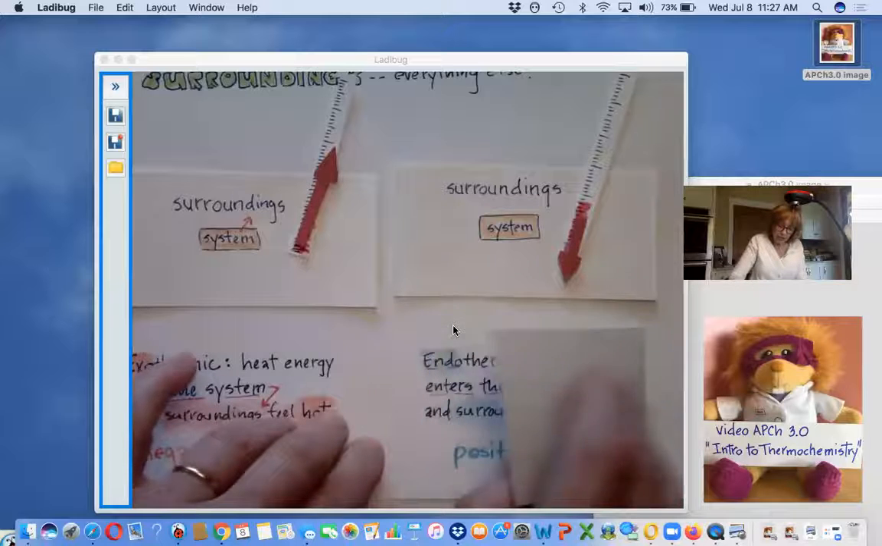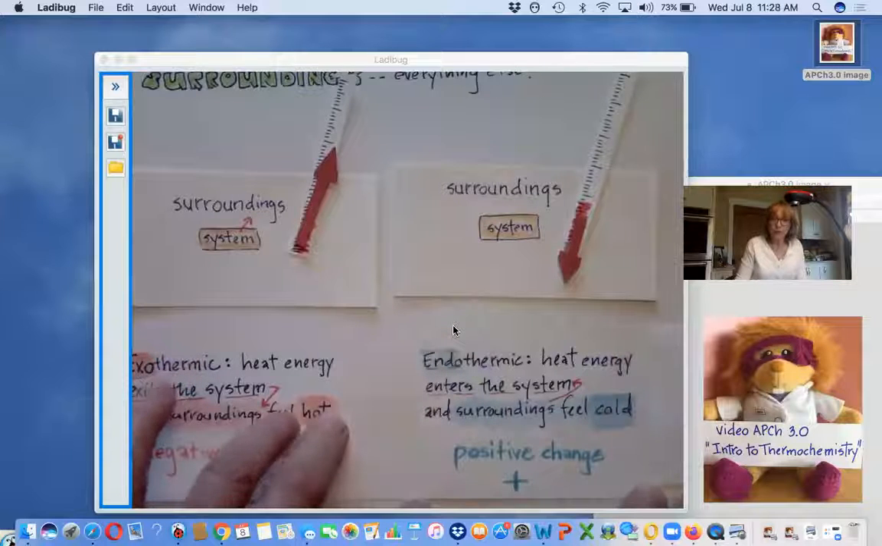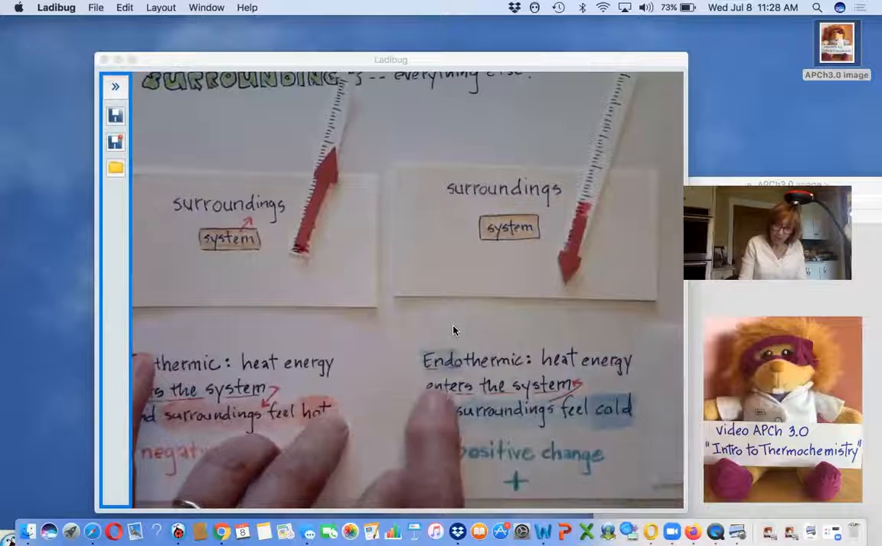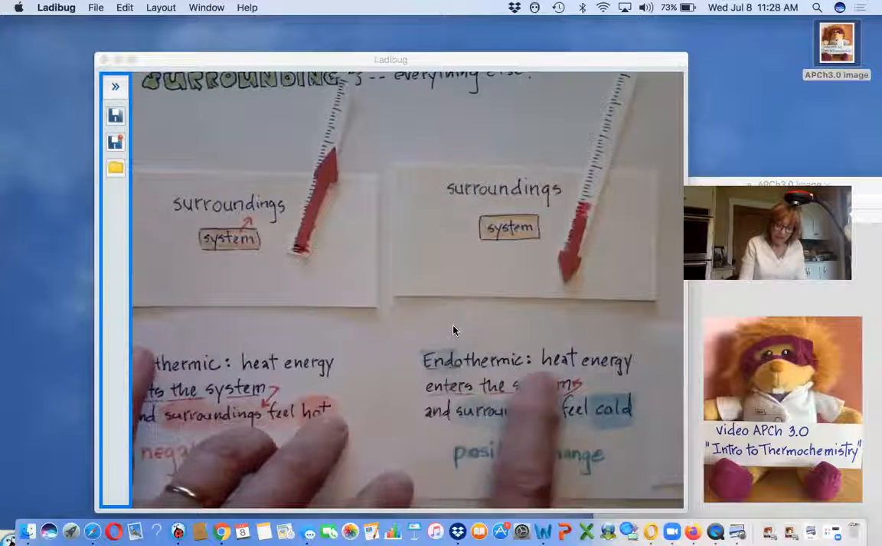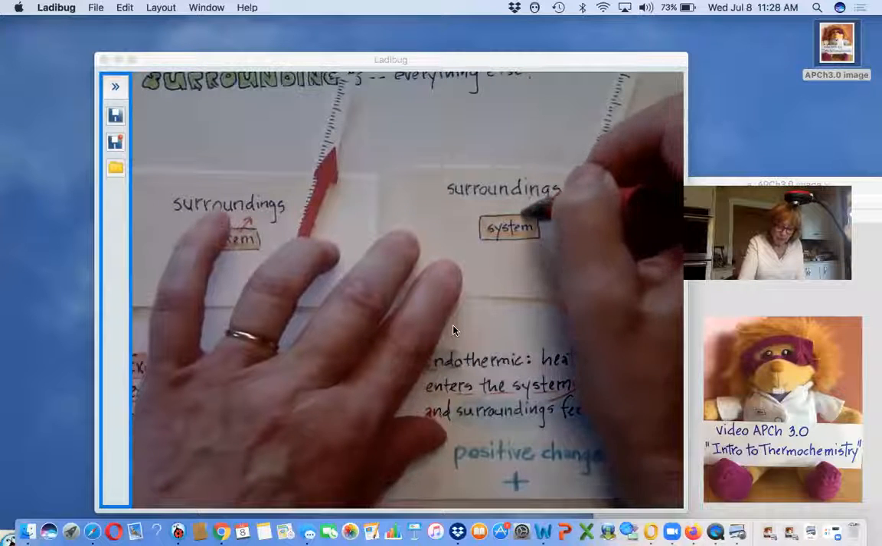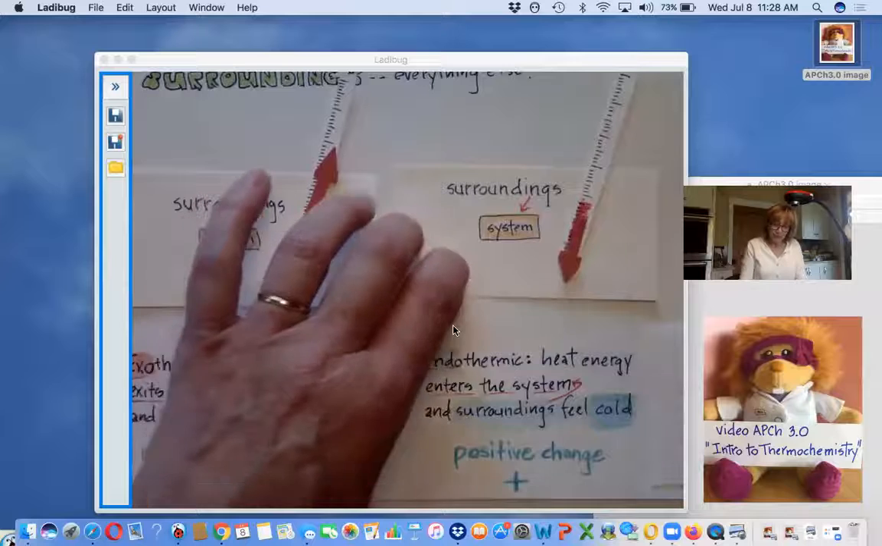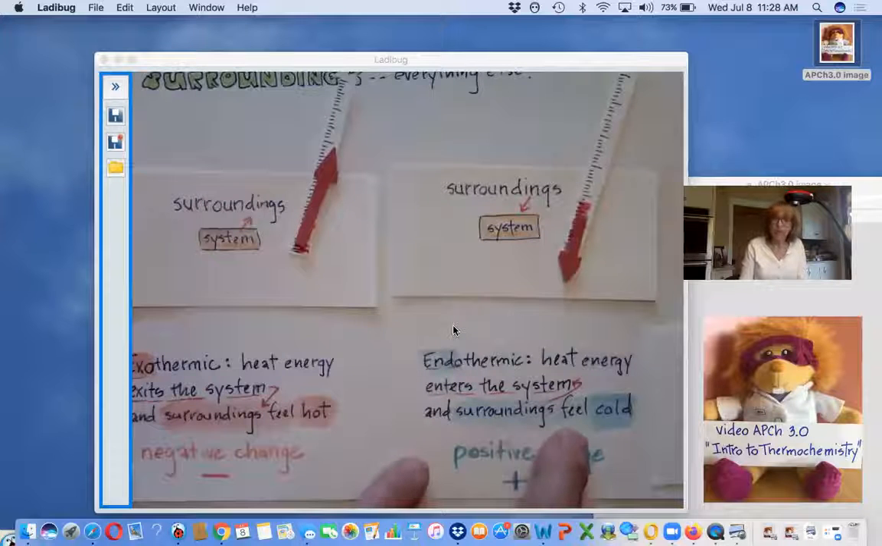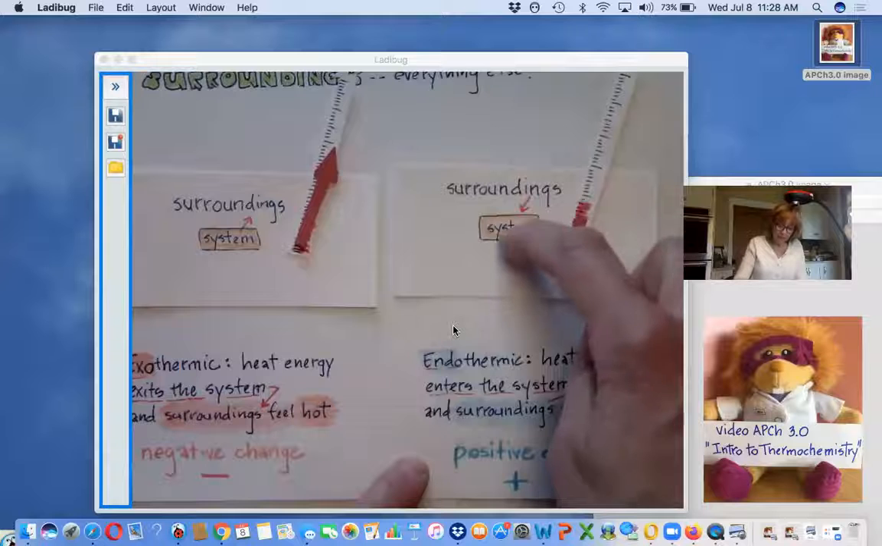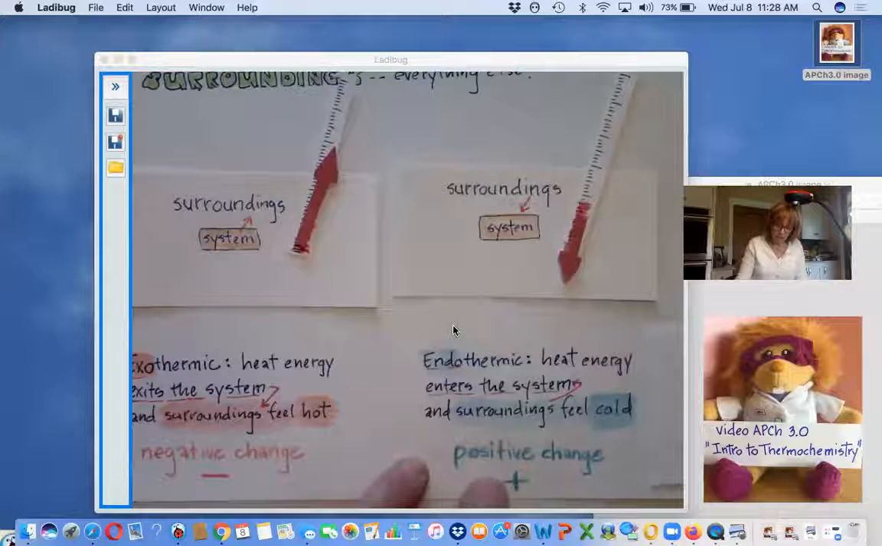That type of change is described with the term endothermic. Endothermic means that heat energy is entering the system. And how can it be entering the system? Well, it's coming from the surroundings. And the surroundings, therefore, are going to feel cold. And the system is experiencing a positive change in its heat energy. Heat energy is entering the system, positive change, and the surroundings feel cold.